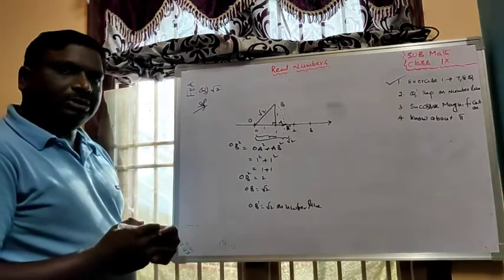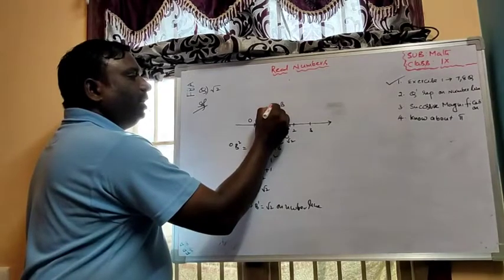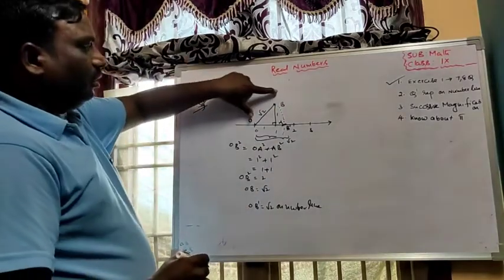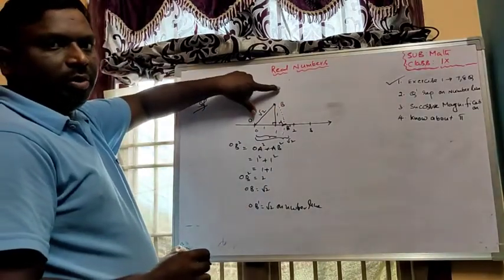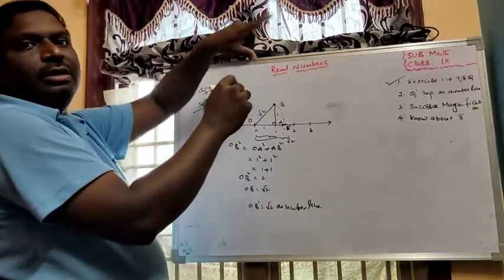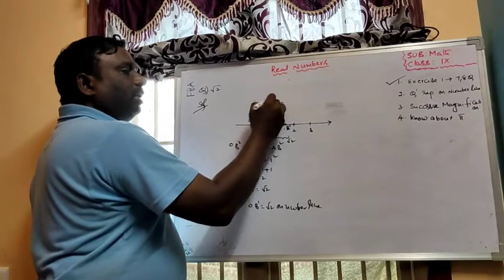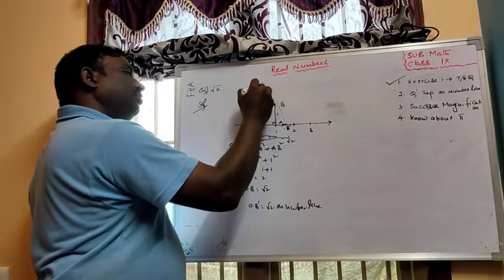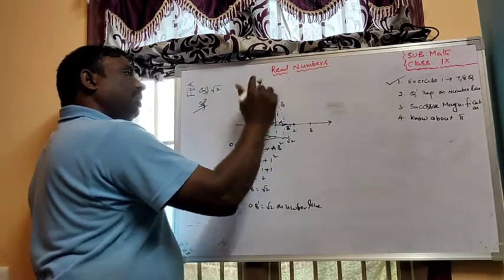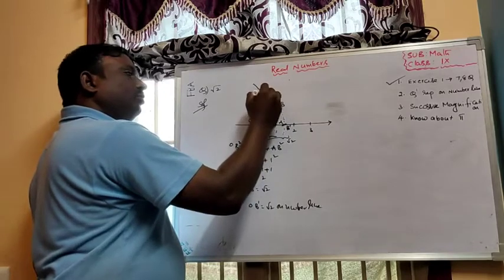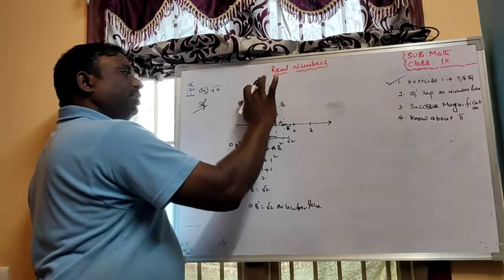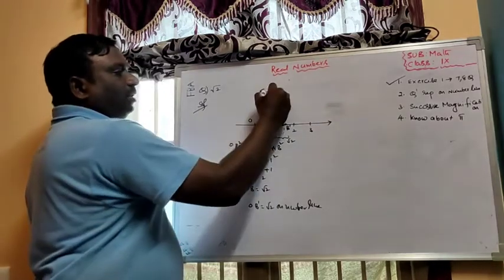For root 3 it is the same. For root 3, from here onwards, place the protractor and draw a perpendicular line and mark it as 1 unit again. If you place the protractor here, then you can mark the line like this, that means a perpendicular line, and again mark it as 1 unit. I'm erasing that one. This is 1 unit.